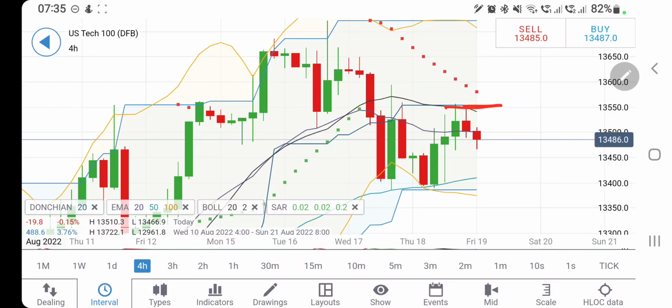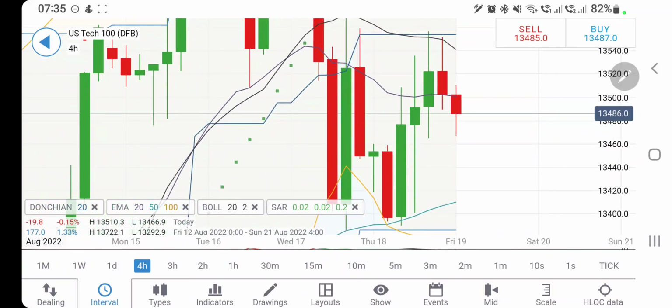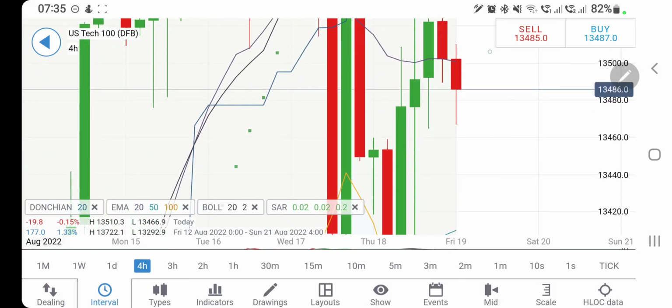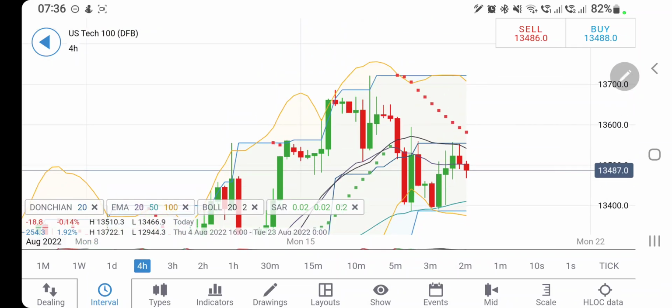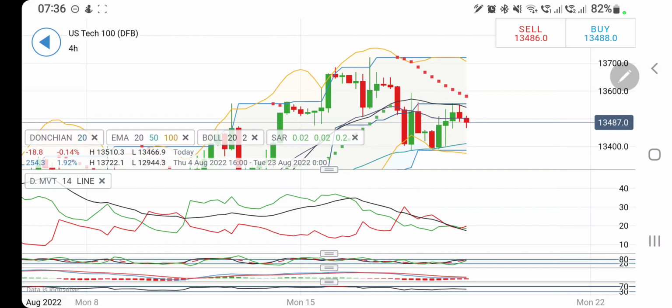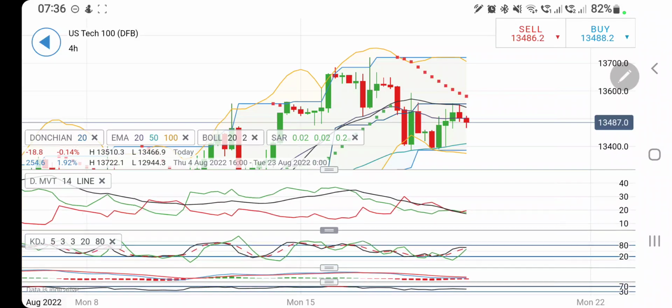I am once again telling, the only long entry is above 13550 levels. And for those who want to take a confirmed short entry, the only short entry is below 13470 levels. Below that, yes, you can expect a drop. In between 13470 and 13550, do not trade.